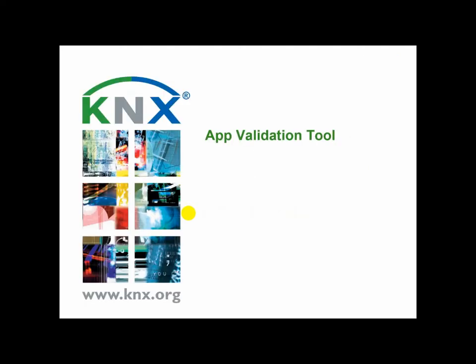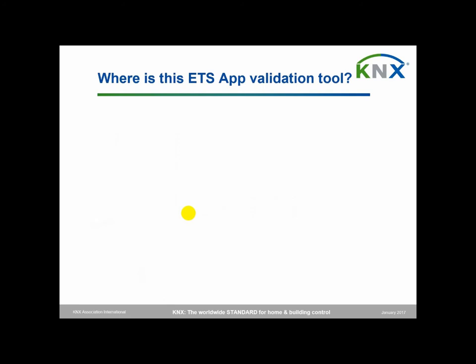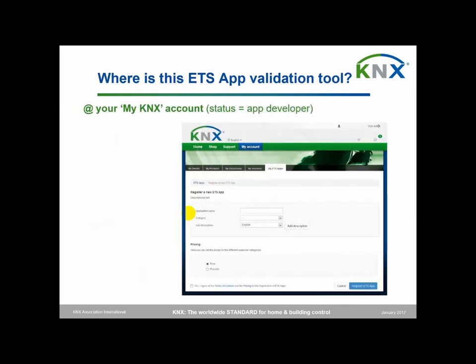Okay. About the app validation tool then. So where is this app validation tool? Well, might be a surprise, but this is also just to be found in your MyKNX account, after, of course, you have reached the status app developer. So after the procedure that I have described just before. So you can see here my account, my ETS apps. So an extra tab there.